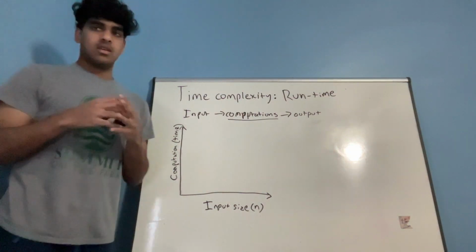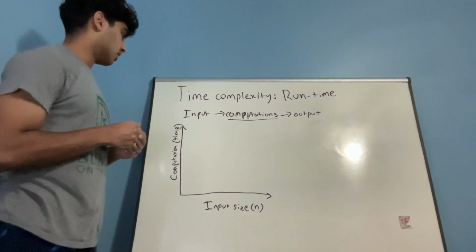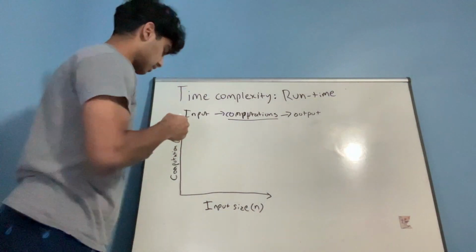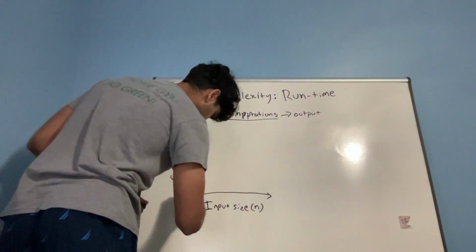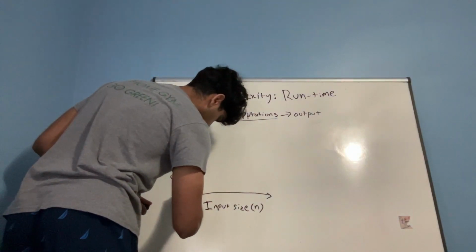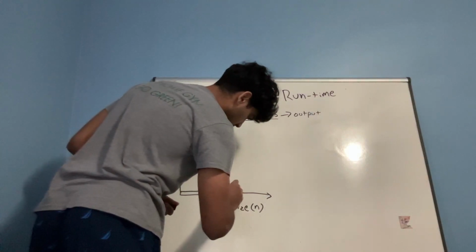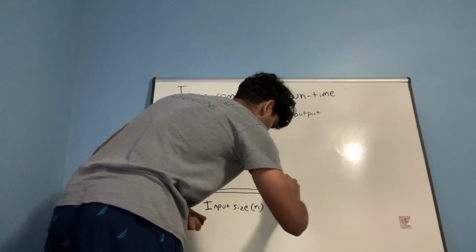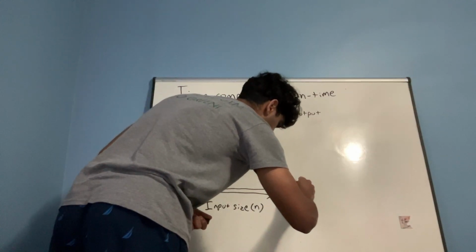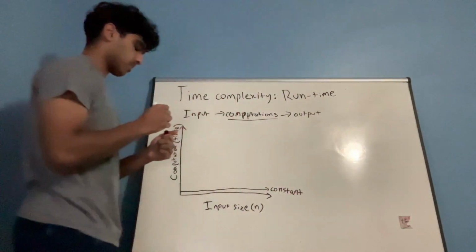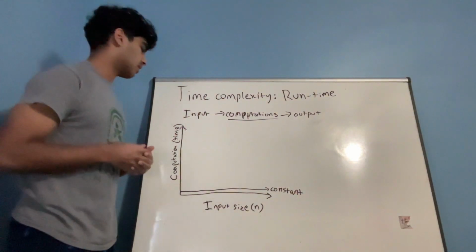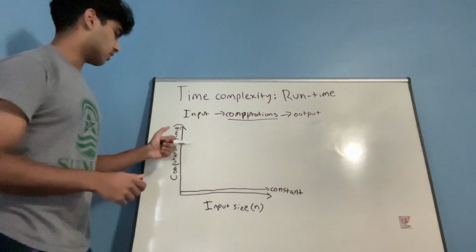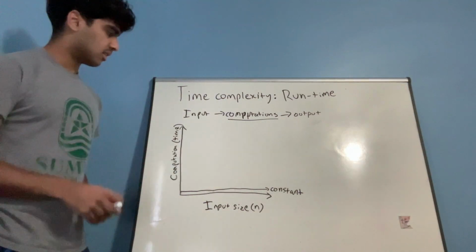So there's 5 main things that we need to know about our time complexity. The first one is constant time. If you remember from algebra, a constant just looks like a straight line on a graph. We'll call this constant. This means that no matter our input size, our computations are going to be the exact same. So it'll never change, which means it's constant.